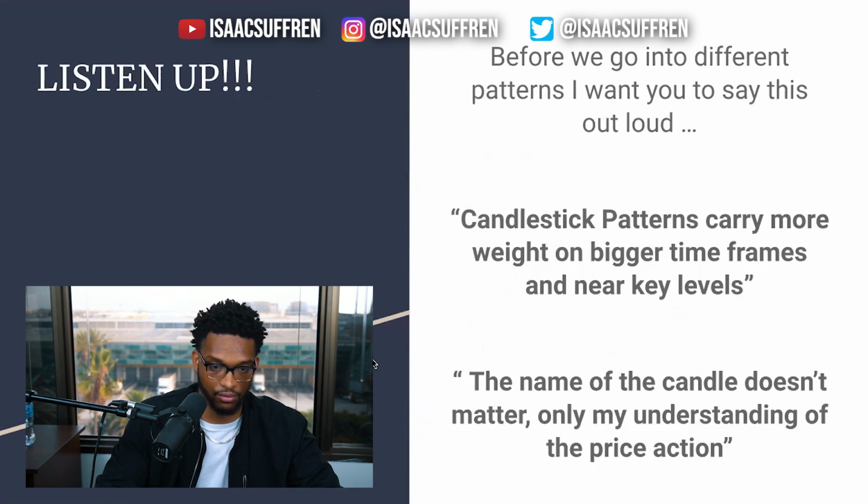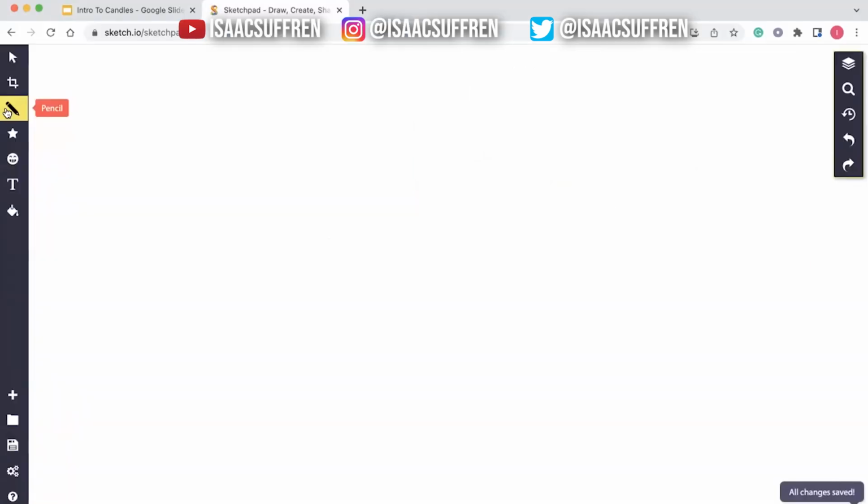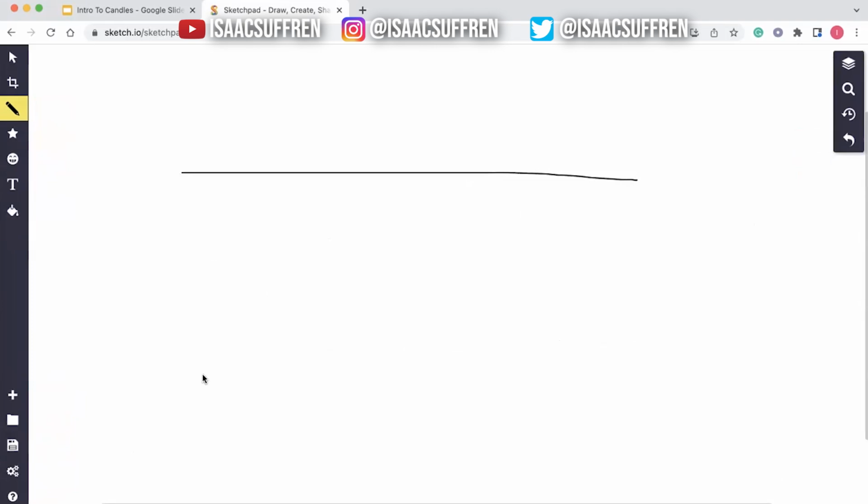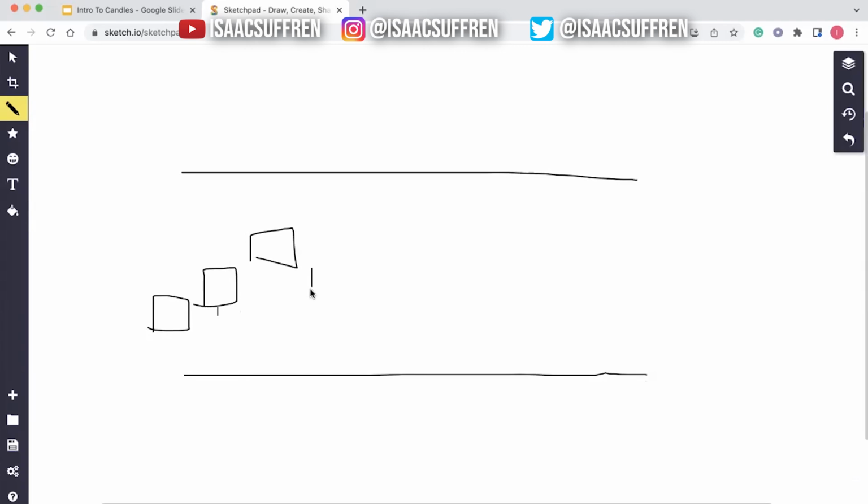And let me actually give you a solid example. All right, so I brought you guys to the sketch pad. Let's go over this real quick. So we have our resistance level and we have our support level. Now, let's say we have price action, right? We have just candles everywhere. We're on a bullish trend. We're moving up, right? Little retracement right there, right? But we're bullish. And then we get to our resistance level, right?